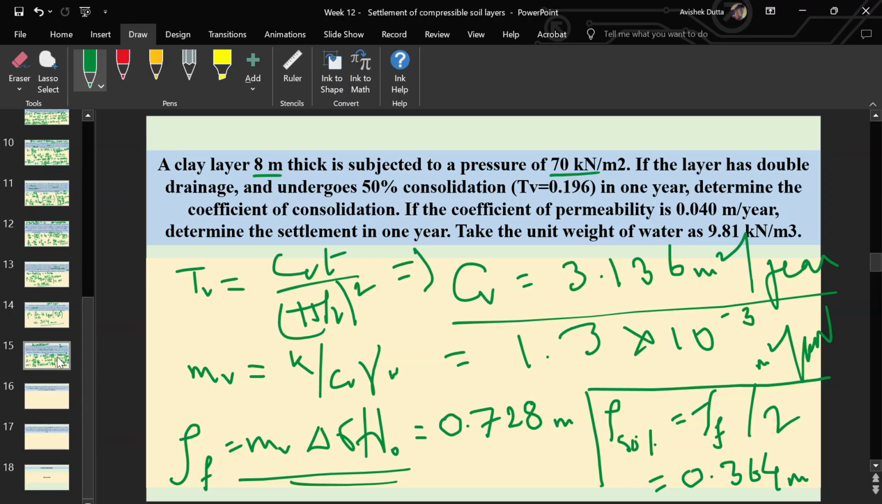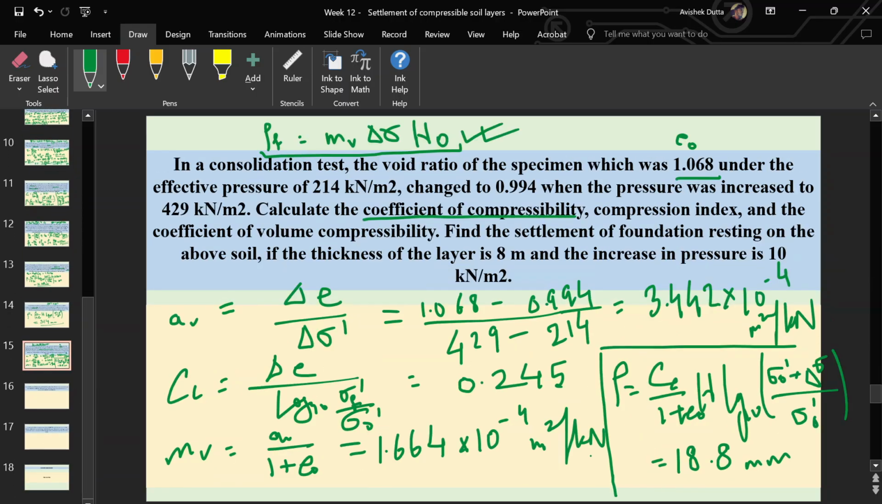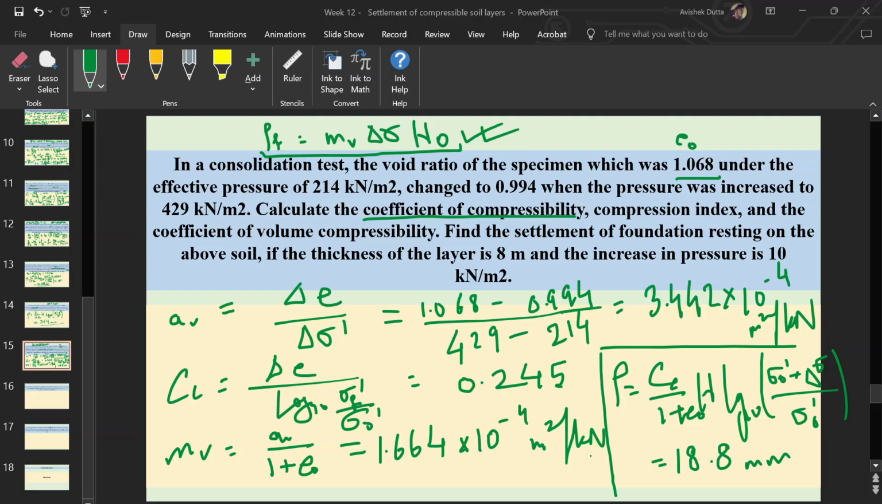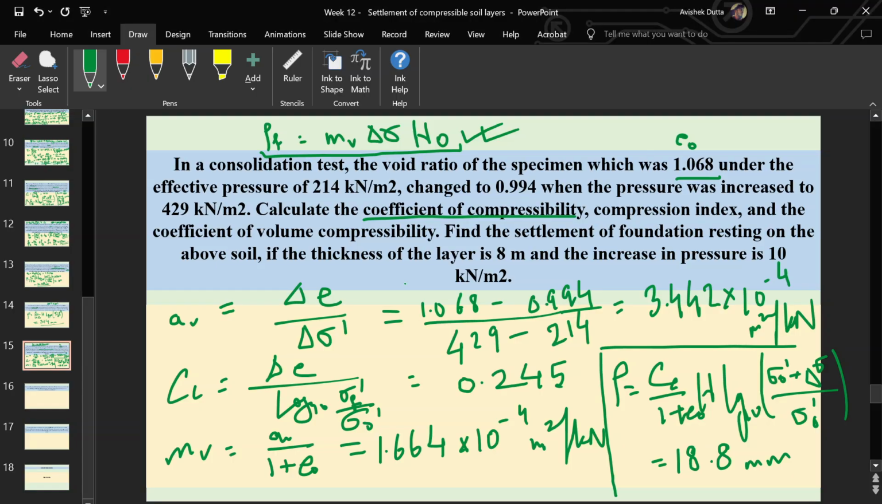Okay. So, have you got 18.8 mm? Yes, sir. You'll get 18.8. Just a moment. This document takes so much time to save. Okay, so next question. I believe it has recorded. Yes.